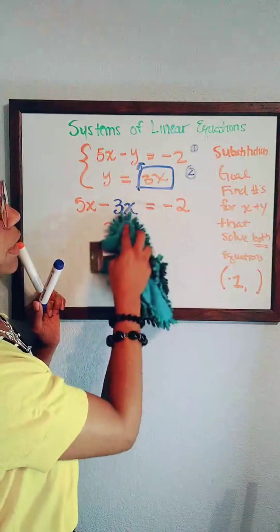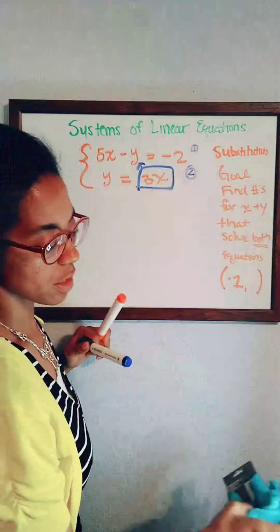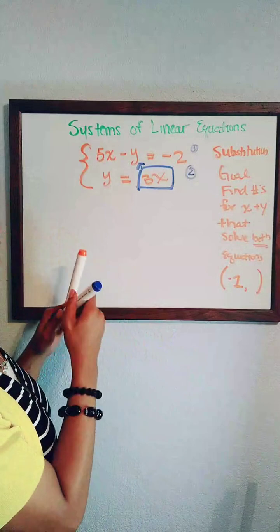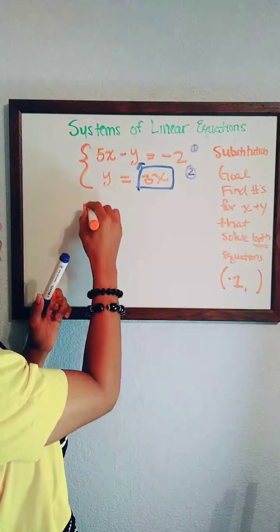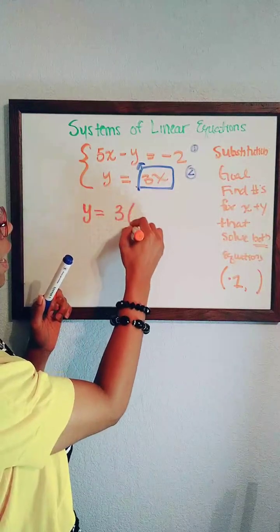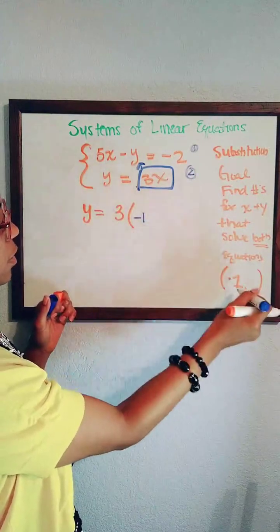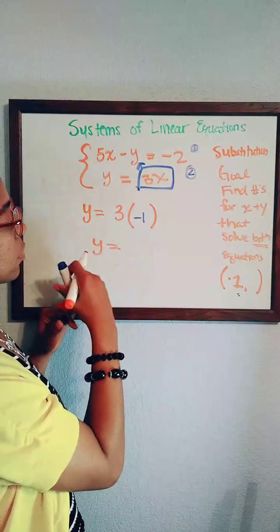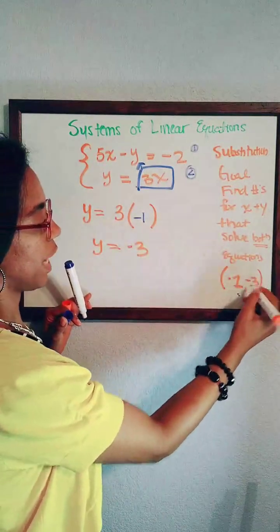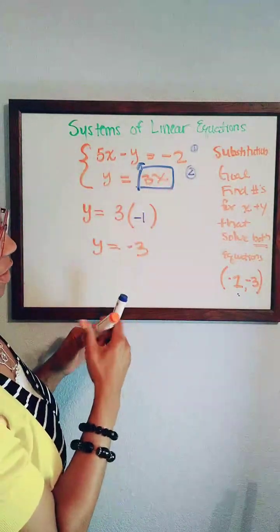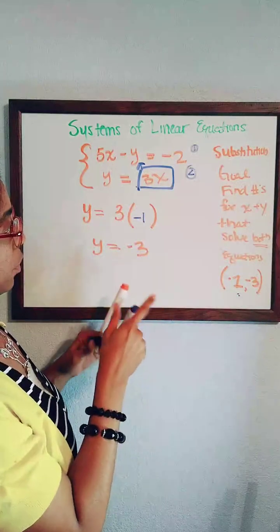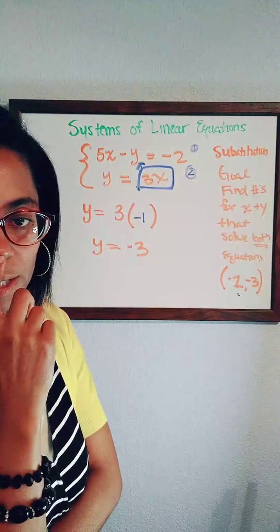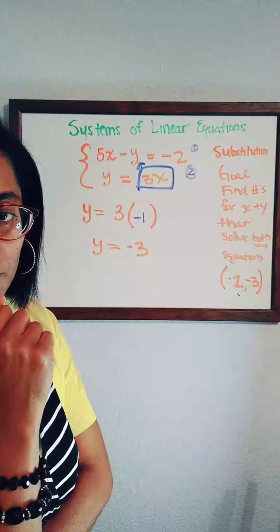What equation am I going to plug it into? The first equation or the second equation? The second equation. Very good. So I'm going to take this -1. Y is equal to 3 times -1. And then that's going to give me y is equal to -3. So the answer for this system of equations is -1, -3. Very good, everybody.